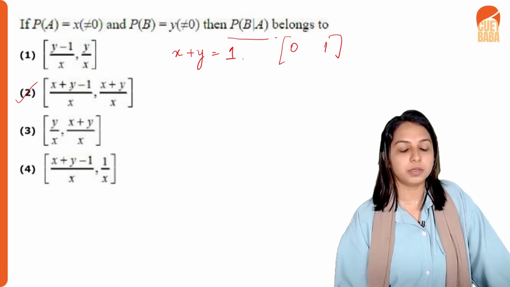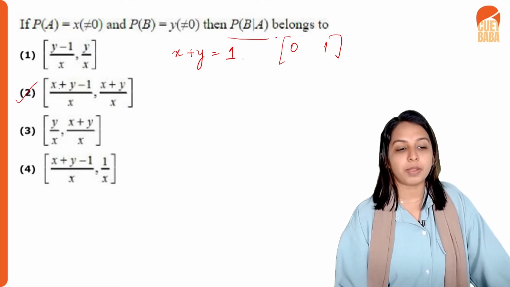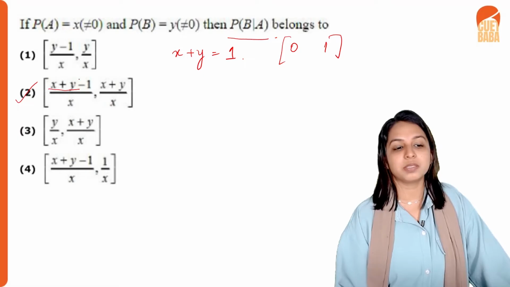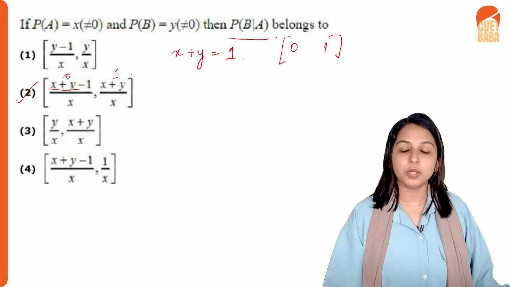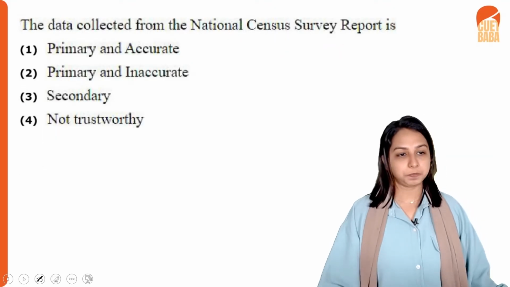Simply taking the numerator, we can see that if X plus Y is equal to 1, X plus Y minus 1 will be equal to 0, and X plus Y equal to 1. So we have got the range between 0 and 1. So option 2 will be the right answer.